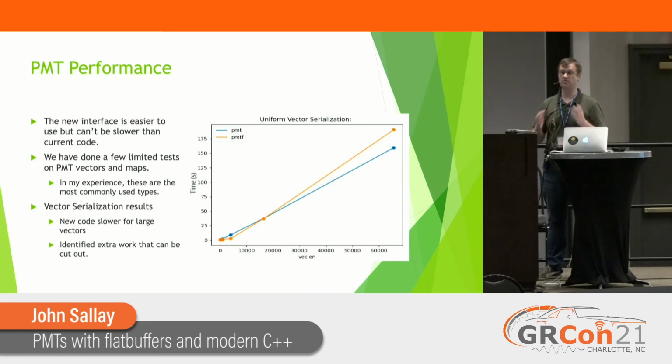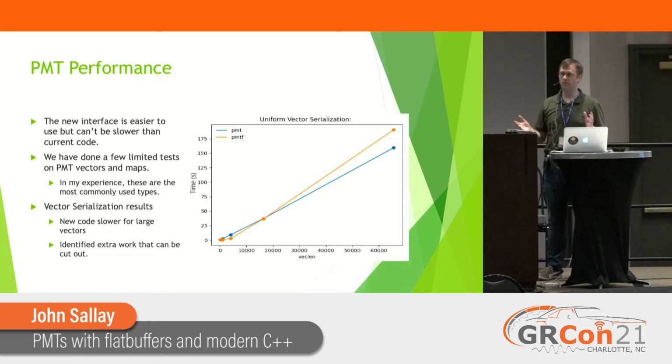At least in my experience, those are the most common types that are used. And so right here, I've got a chart that shows you vector serialization. So the old vector serialization is in blue, and the new version is in orange. So what you can see is we still have a little work to do. For about 18,000 elements, which is a really big vector, prior to that, the new code is faster than the old code, which is great. But after that, it's not as great.